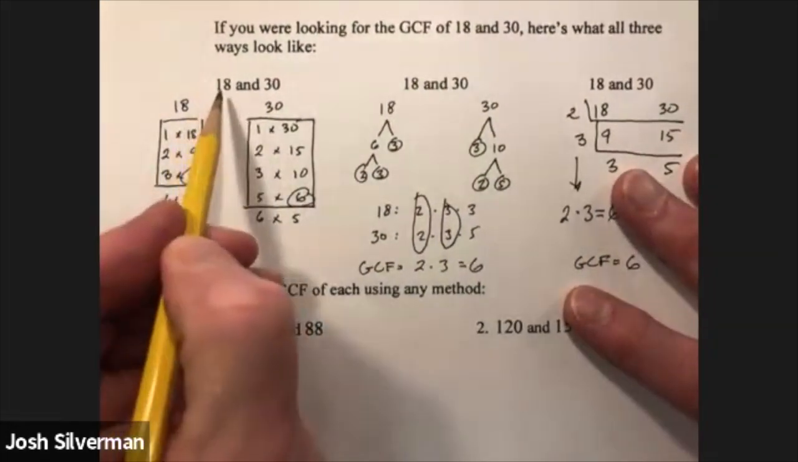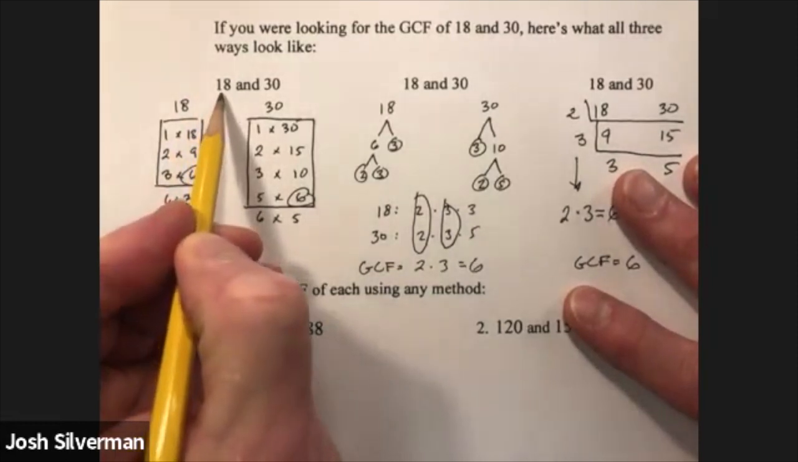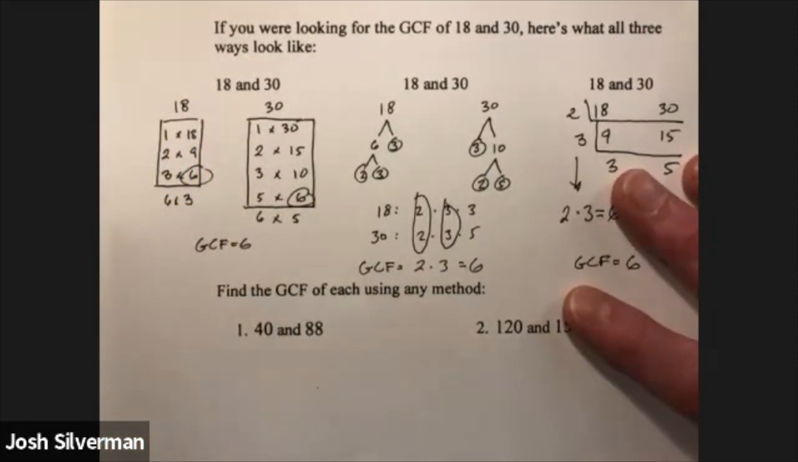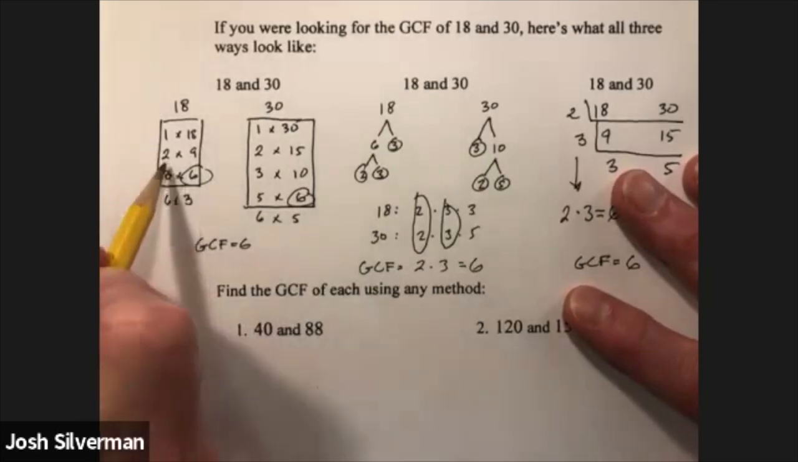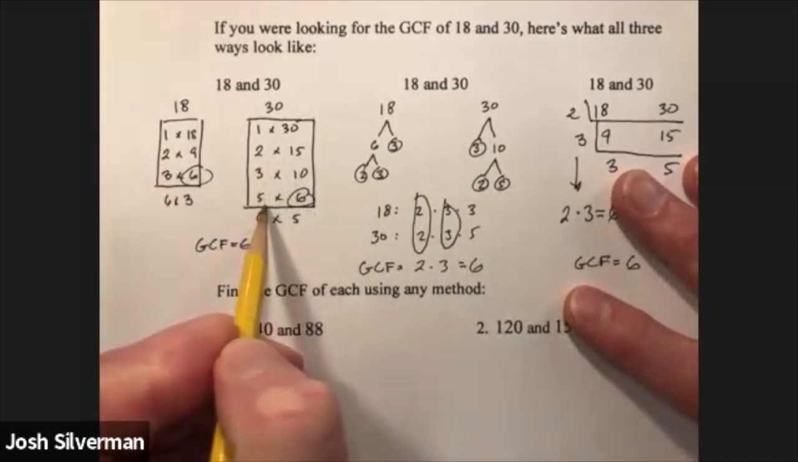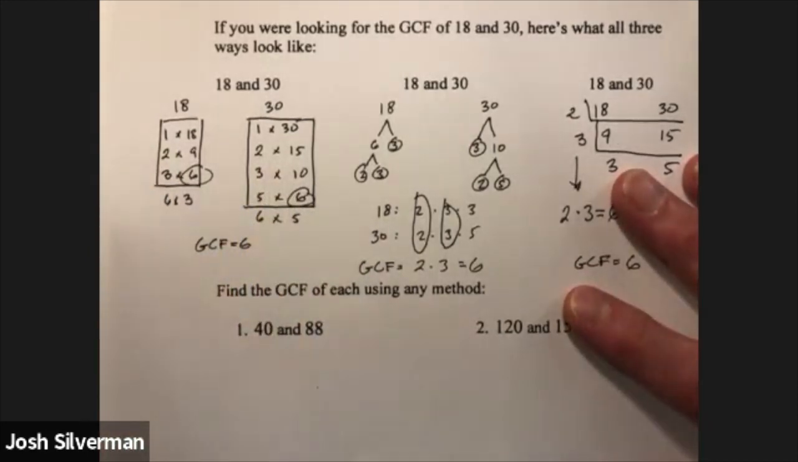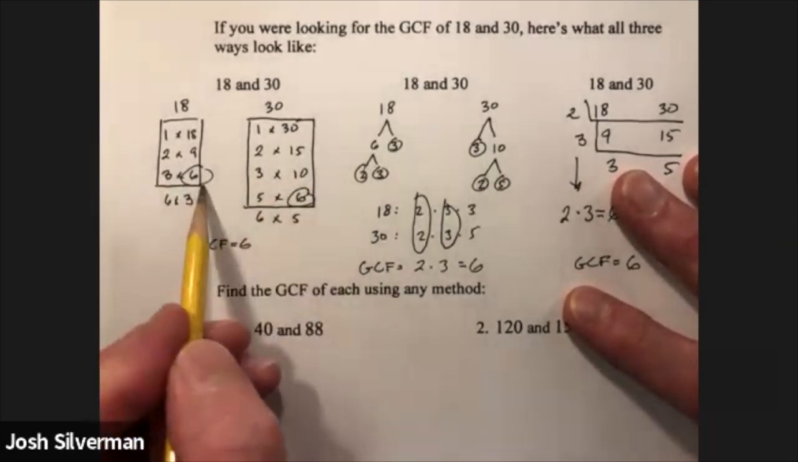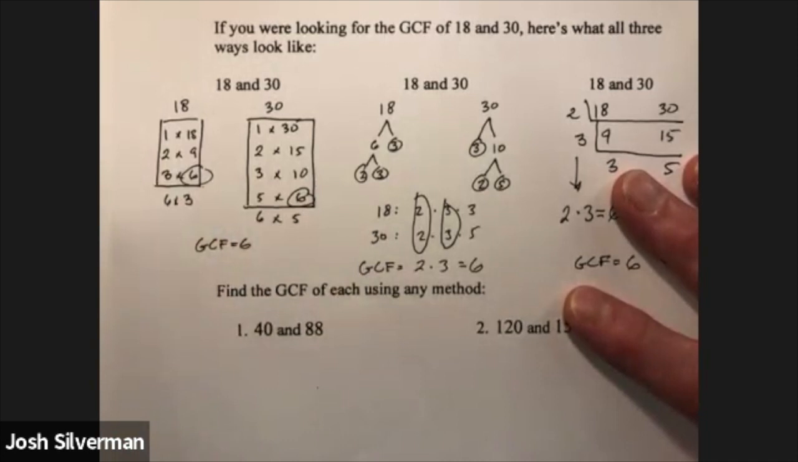Let's say that we're looking for the GCF, the greatest common factor of 18 and 30. You could just make a list of the factor pairs. 18 is 1 and 18, 2 and 9, 3 and 6. 30 is 1 and 30, 2 and 15, 3 and 10, 5 and 6. What's the biggest number that appears on both of those lists? It's going to be the 6. The GCF is 6.